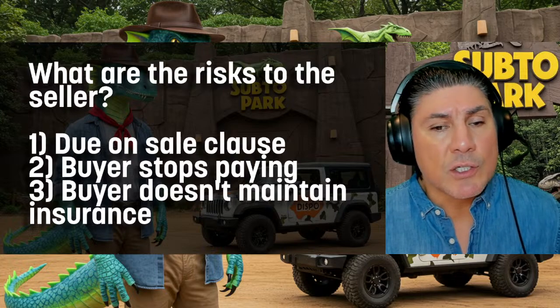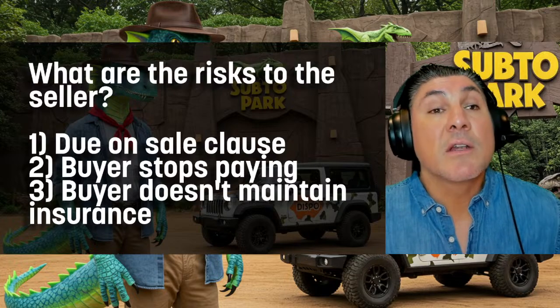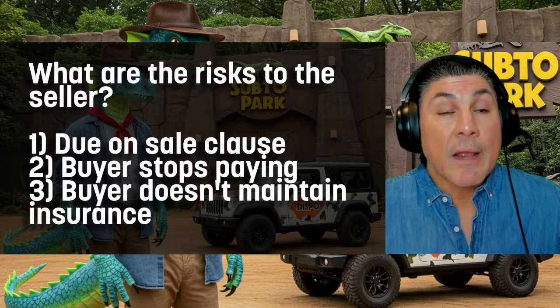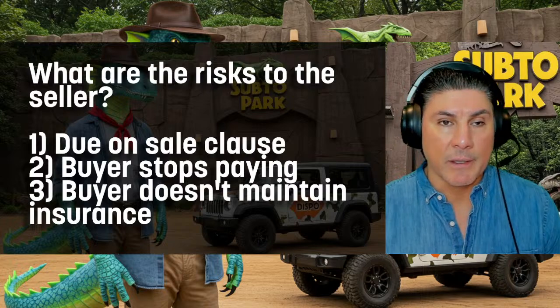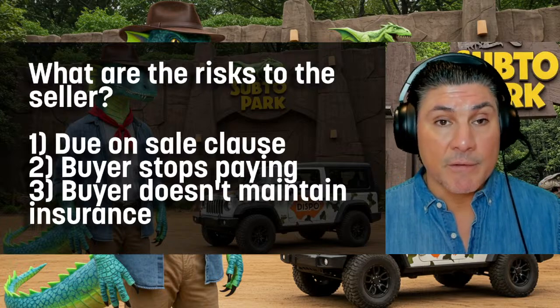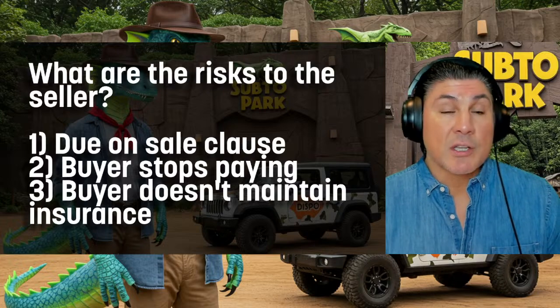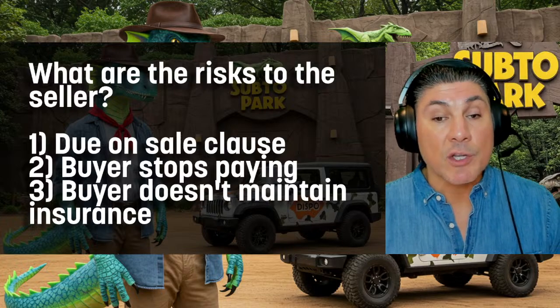What are the risks to the seller? Number 1, the due on sale clause. This is another thing that people like to talk about as a risk, and they should. That is always a possibility. Real estate agents love to bring this up. Attorneys like to bring this up too, because it's just a hard reality of buying a home subject to the existing mortgage: a due on sale clause.